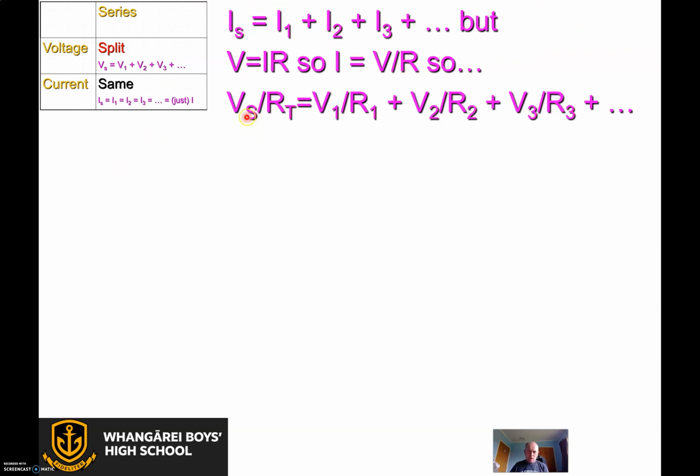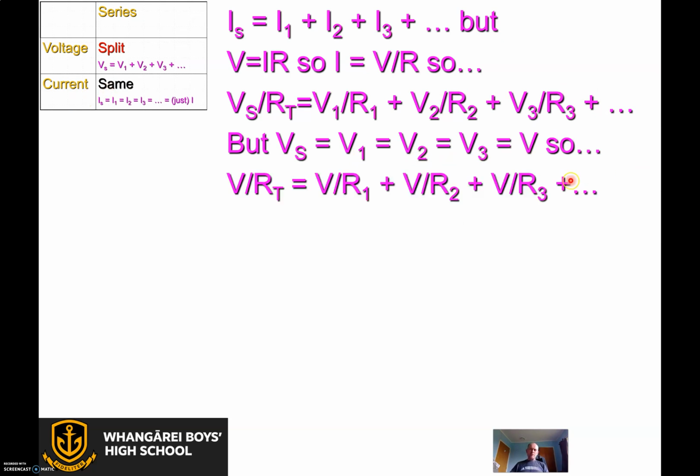So the supply voltage divided by the total resistance of the circuit is equal to the voltage across 1 divided by the resistance across 1, plus V2 over R2 plus V3 over R3, and so on. However, the cool thing is we can make this a bit simpler because the supply voltage is the same as V1, is the same as V2. We've only got one V for the whole circuit, so we can put that in there and replace it. Wherever we had these subscripts, we've lost them. Just one number V for the whole circuit.